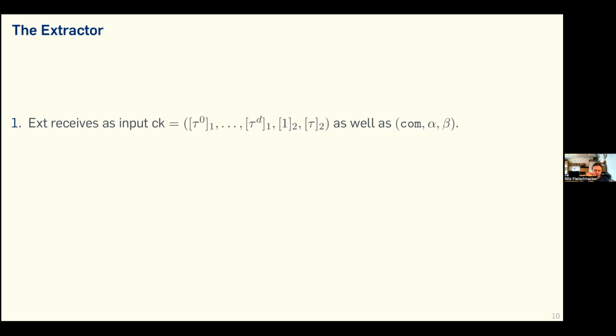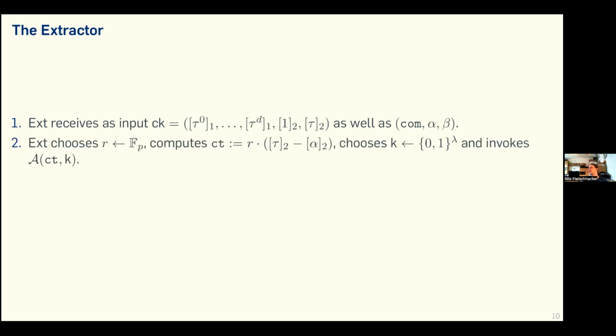So how does the extractor work? This will be first very high level, and the actual extraction we will do next. The extractor basically receives this whole setup of the KZG commitment, because it's always necessary, as well as a statement consisting of a commitment com and alpha and beta. And this commitment com, even though it's just written as an input here, is actually an output of the adversary. The adversary gets to choose the commitment. What that in particular means is that the adversary also needs to explain how they computed this com.